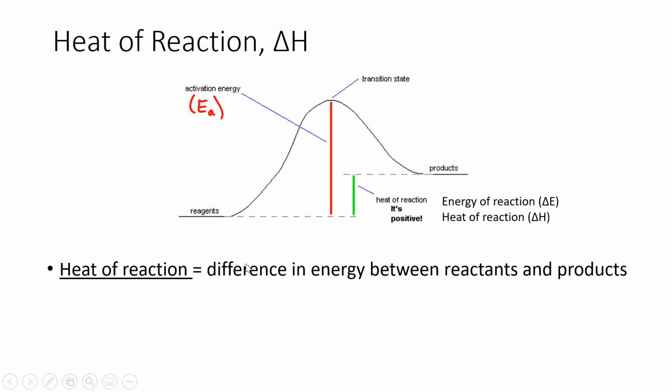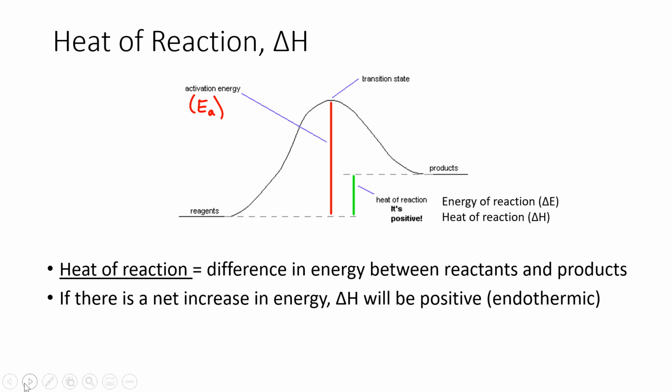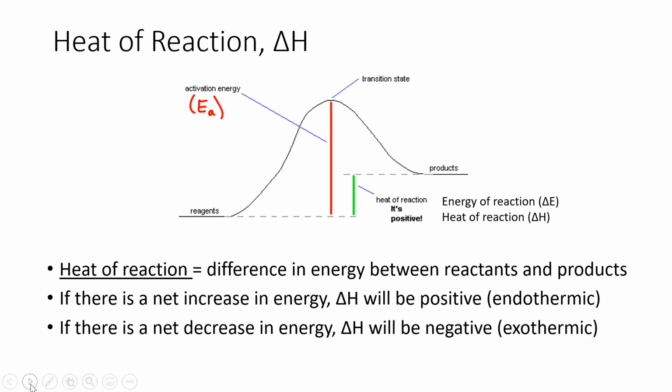So the heat of reaction, again, we were just talking about this. We want to solidify this. It's the difference in energy as you go from the reactants to the products. And if there's a net increase in energy, which is what's shown here, delta H will be positive, and we call that endothermic. If there's a net decrease in energy, delta H will be negative, and we call that exothermic.